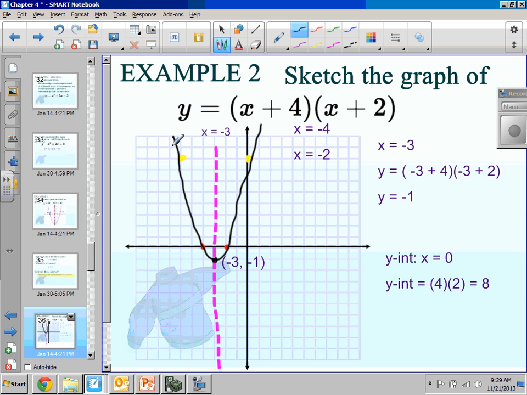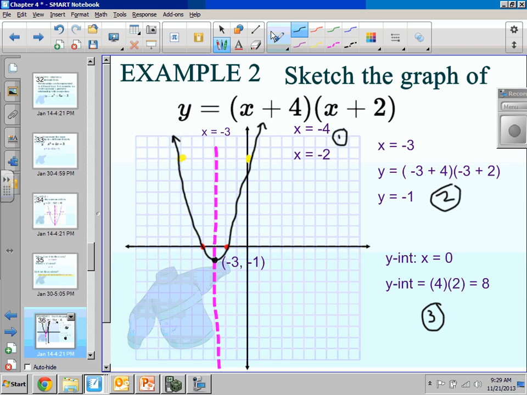All right, not too shabby. It's a little hard to write using a mouse. So there's the parabola. So note my first step. My first step was finding the intercepts. My second step was finding the vertex. And the third step was noting the y-intercept.